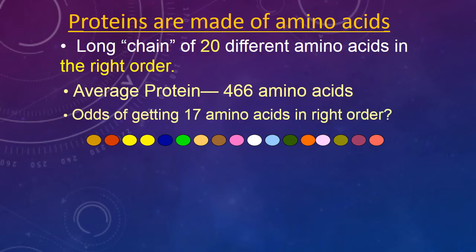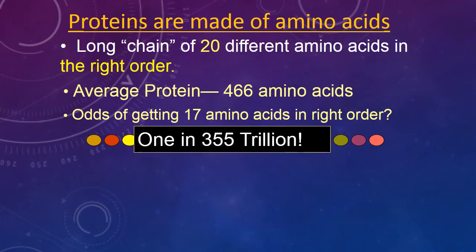There are 17 in this slide here, little dots representing amino acids. What are the odds of just getting 17 right in the right order? The odds are 1 in 355 trillion. So the odds of getting 466 amino acids in the right order is beyond imagination. It's a number so large, it's larger than the number of atoms in the universe.